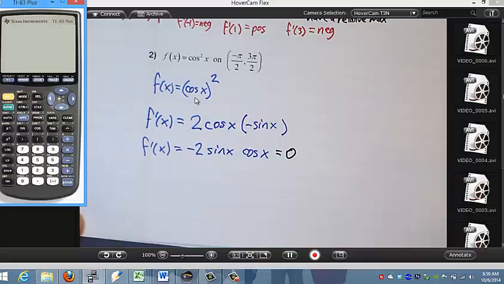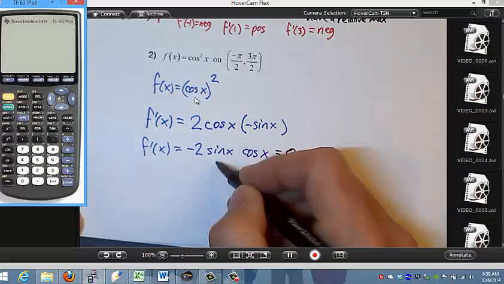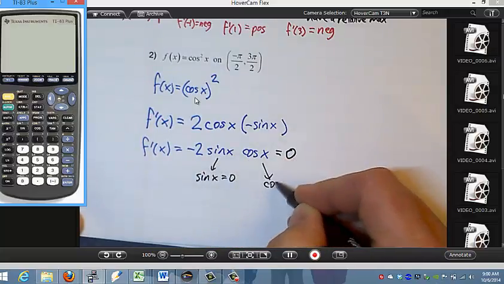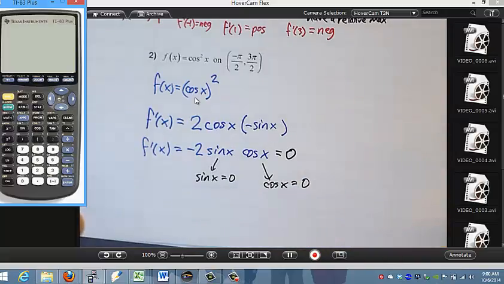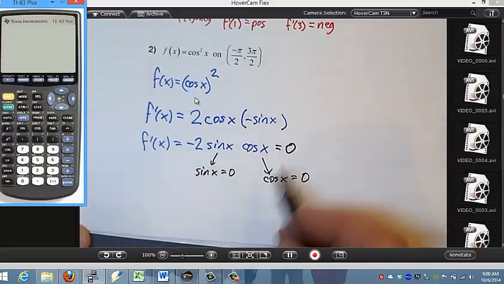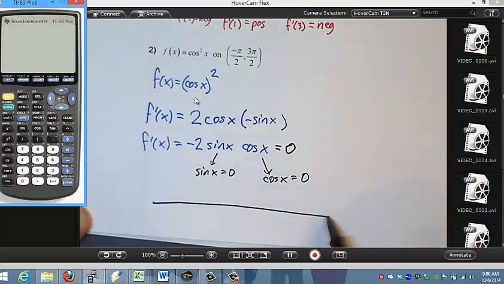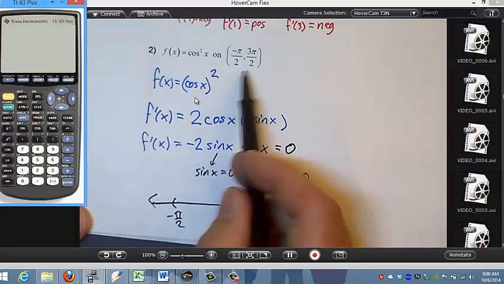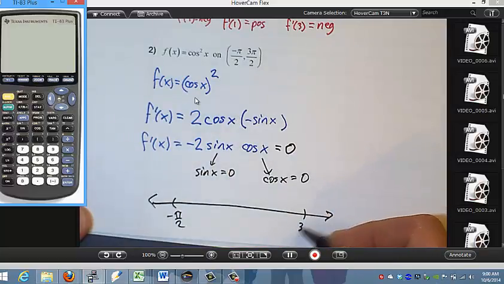Is this thing ever undefined? Sines and cosines, you can find sine and cosine of anything. So what I really need to do is solve equations like sine of x equals 0 and cosine of x equals 0, and figure out where that happens. I'm going to draw a number line between negative pi over 2, because notice that's the open interval we're working on, all the way up to 3 pi over 2.